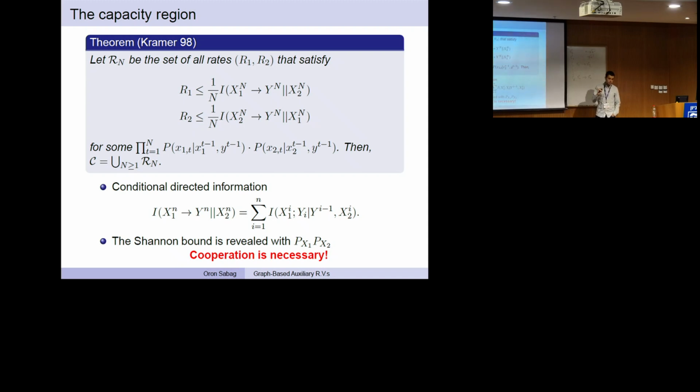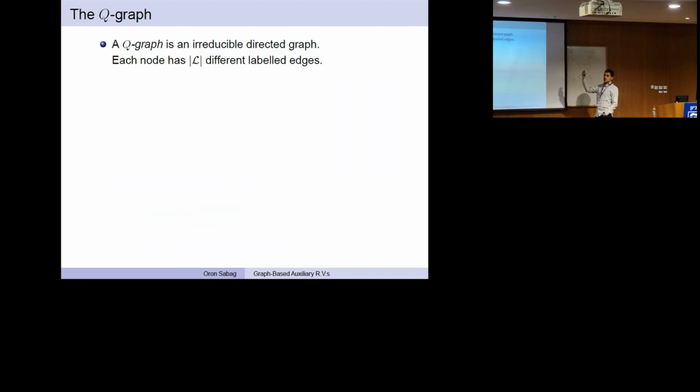And when we wanted to derive an inner bound, we looked for some intermediate point where they use some information of the past that you have, but still you can simplify the inner bound to have a single-letter expression. Okay? So the approach that we took is based on something that we call the Q graph, which is an irreducible and directed graph that has the property that for each node, its outgoing edges are labeled with all possible labels from an alphabet L.